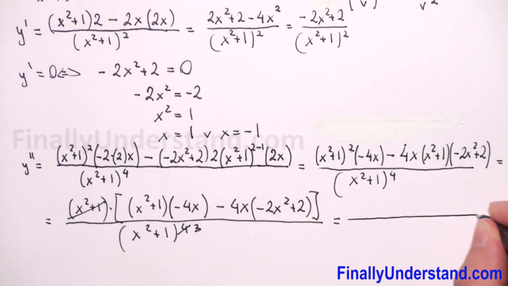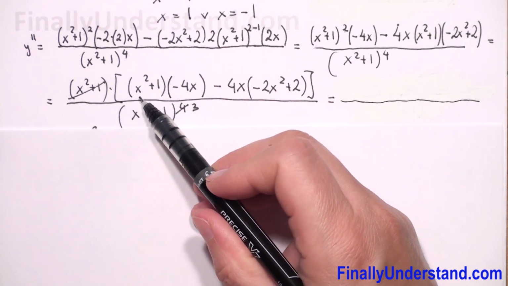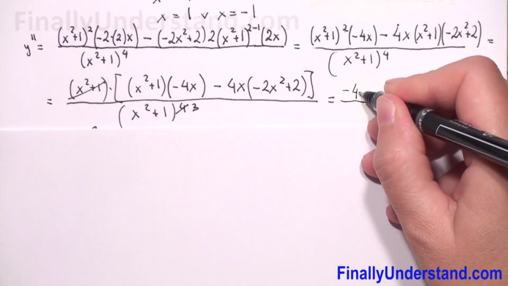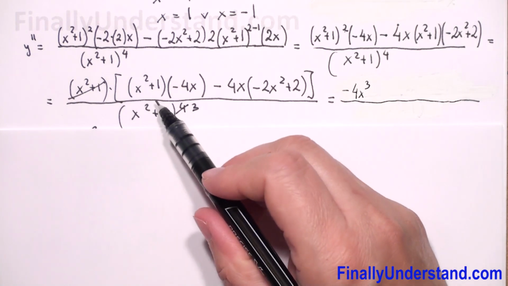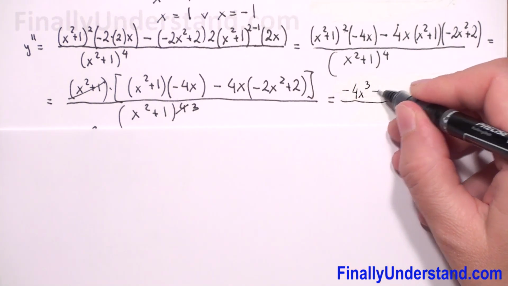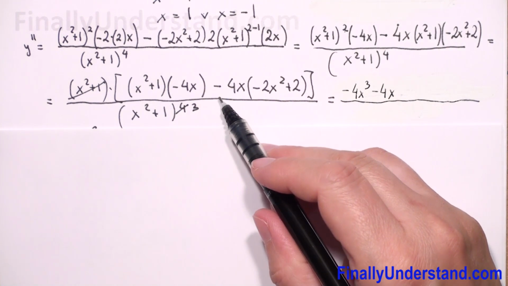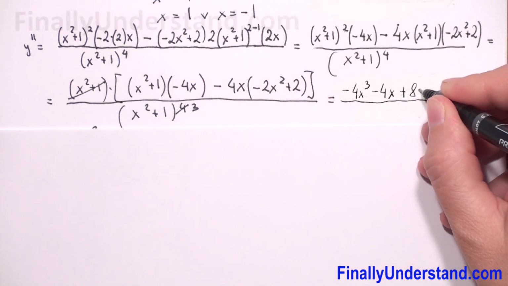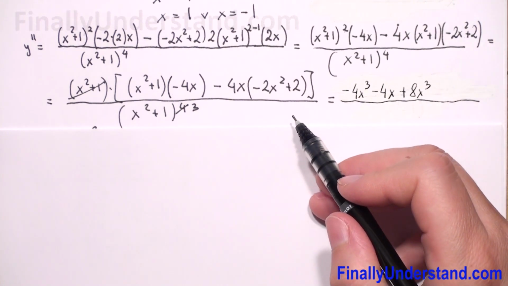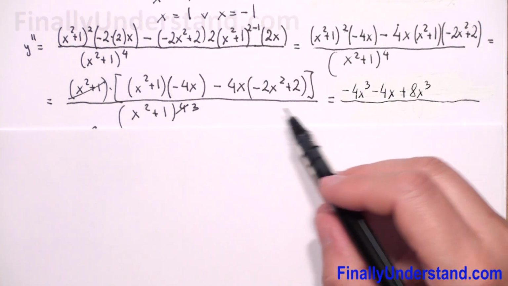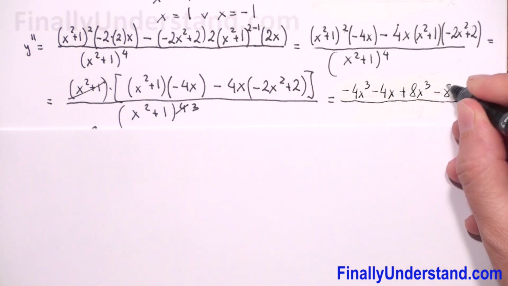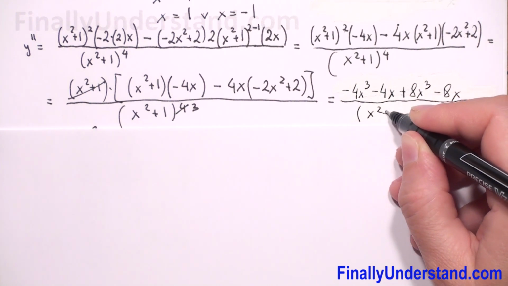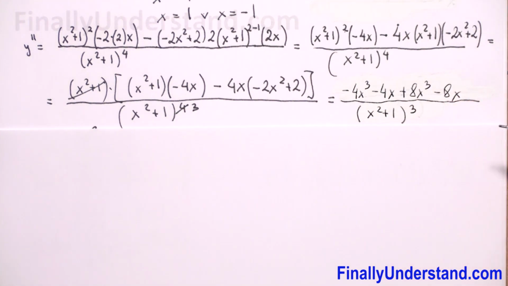So this is equal. We have to do the multiplication. x squared times negative 4x will be negative 4x to the third power. 1 times negative 4x is negative 4x. Negative 4x times negative 2x squared will be positive 8x to the third. And negative 4x times 2 is negative 8x. And the denominator we just copy. We have x squared plus 1 to the third power.